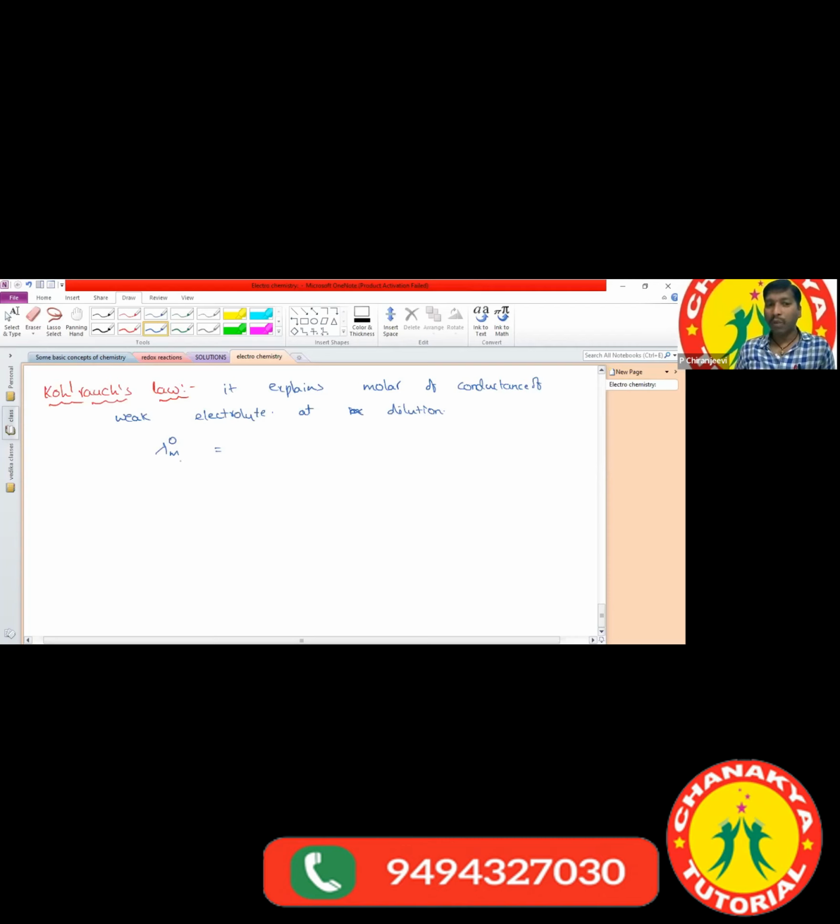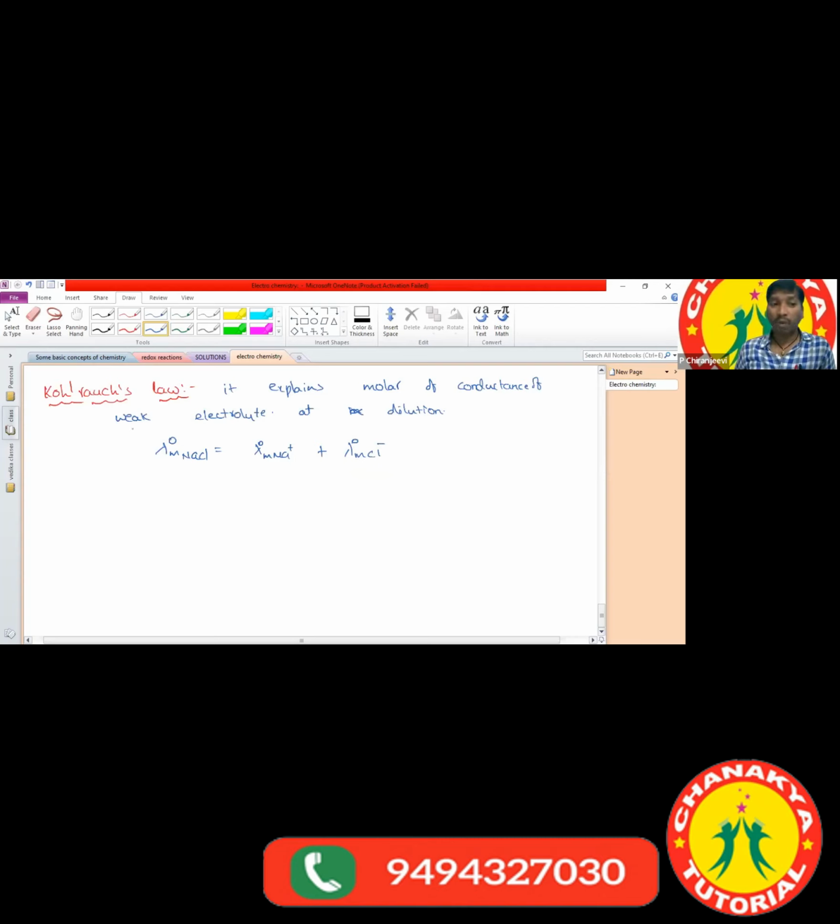For example, what is the molar conductance of NaCl? It is the sum of the molar conductance of Na plus ion and the molar conductance of Cl minus ion at infinite dilution. Based on this, they ask questions in the examination.